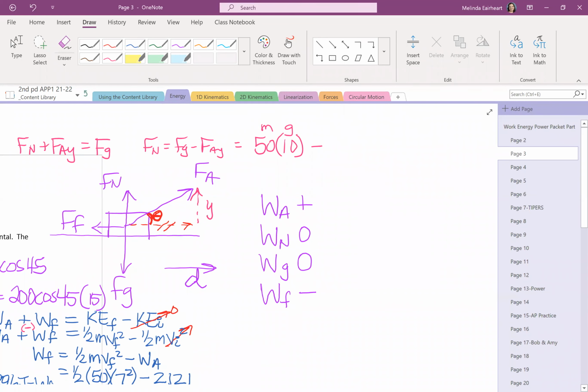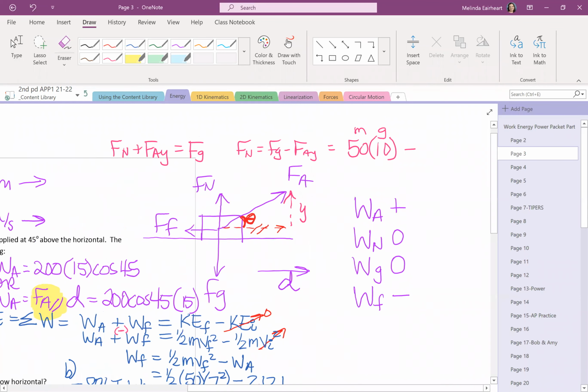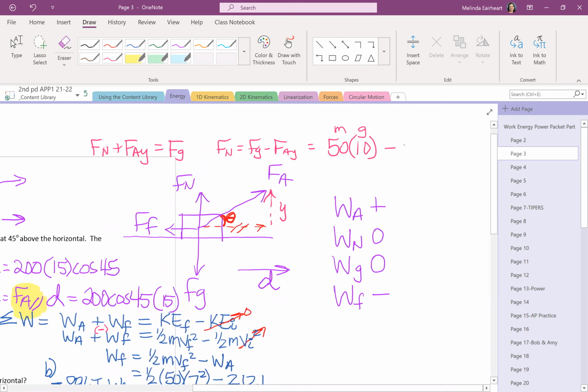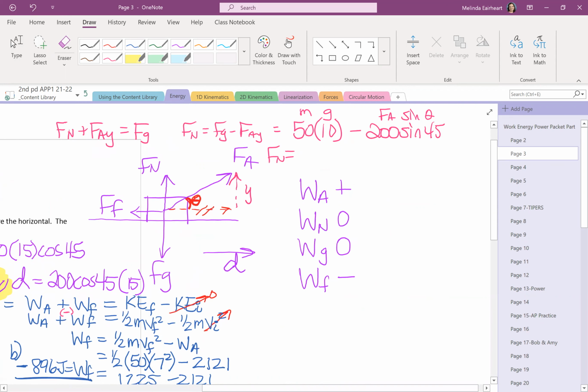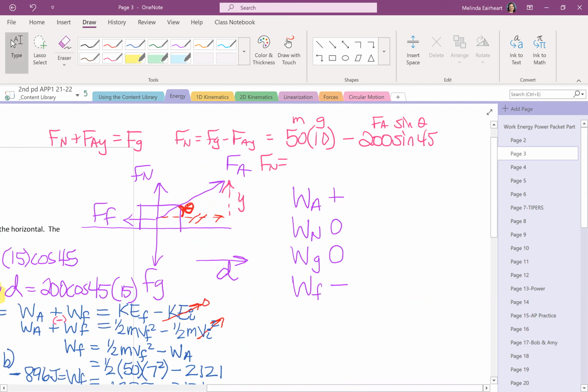And we'll use what function? Sine. And so Fa, is this the 200 number? Yeah. And so it'd be the 200 times sine 45. So this is Fa sine theta. And make sure your calculator's in degree mode, punch it out. Let me know what you get.